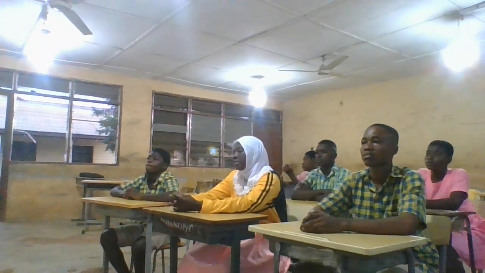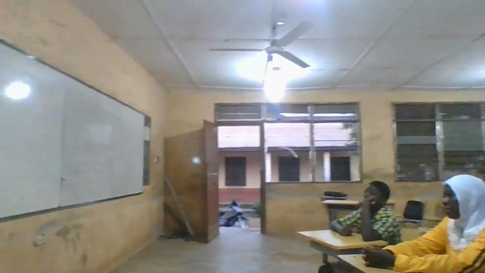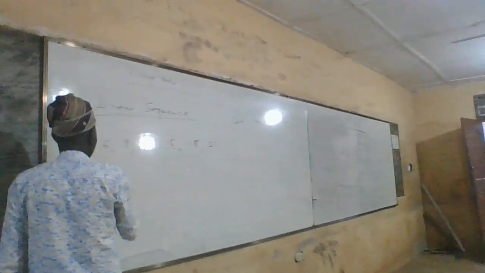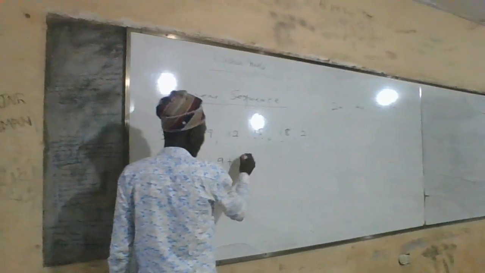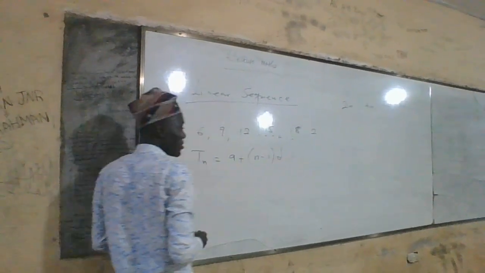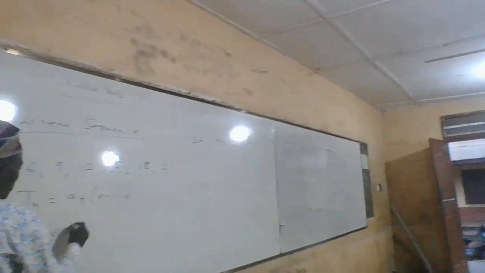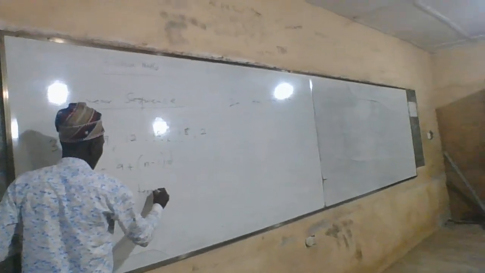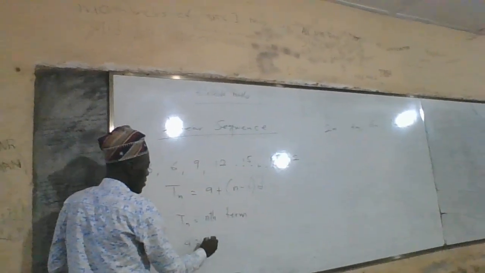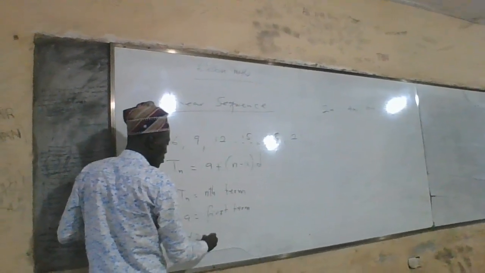Now, to translate this everyday reasoning to mathematical terms, we have to introduce a formula so that we can find any position of a number without necessarily listing them. And it comes with the formula Cn = a + (n - 1)d, where Cn stands for nth term, a stands for first term, d stands for common difference.